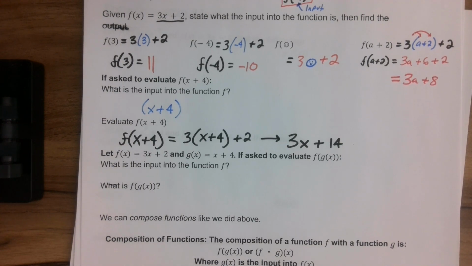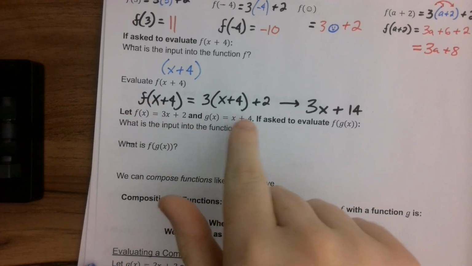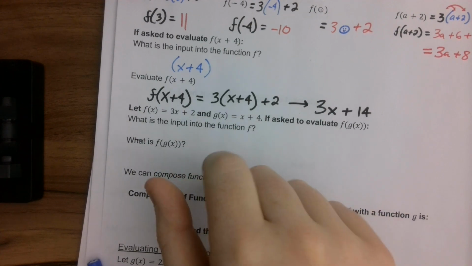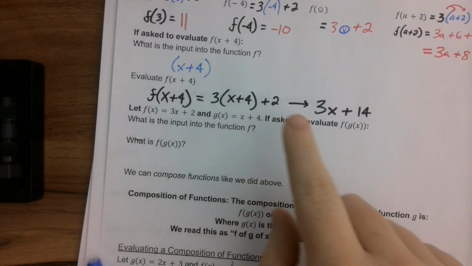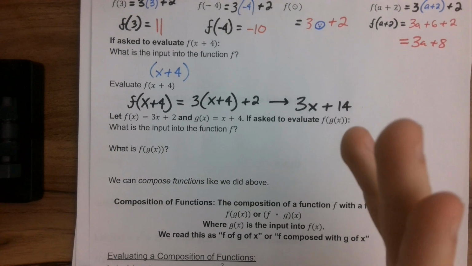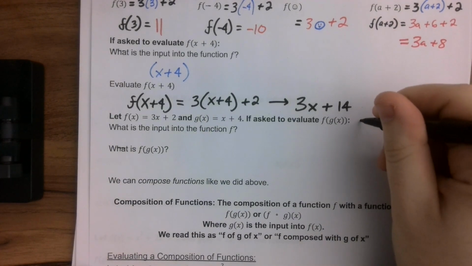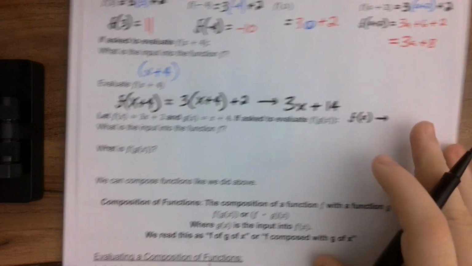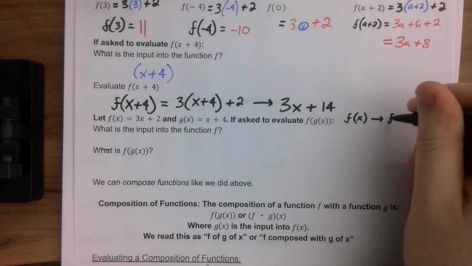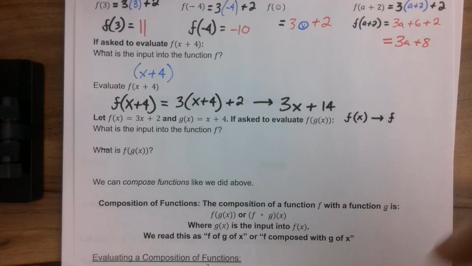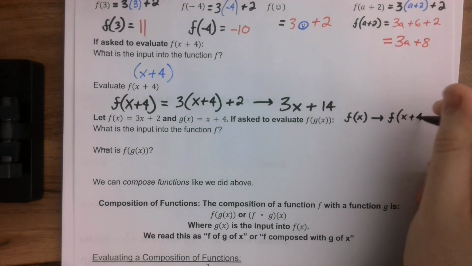Now, here's where we get to the nitty-gritty of things. Let's say I gave you two functions, f of x, which is the same one as before, and g of x, which is x plus 4. Here, we are asked to evaluate f of g of x. What on earth does that even mean? Well, what it really is saying is, hey, replace the x with whatever g of x is. In this case, isn't g of x x plus 4? So this is just f of x plus 4.